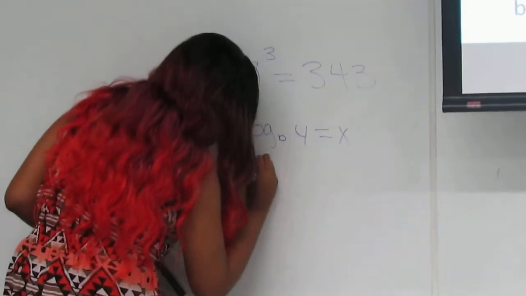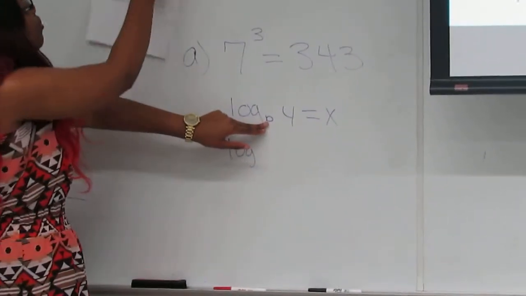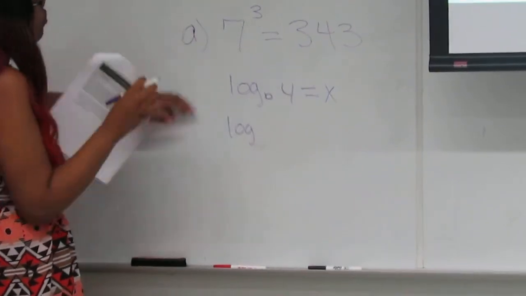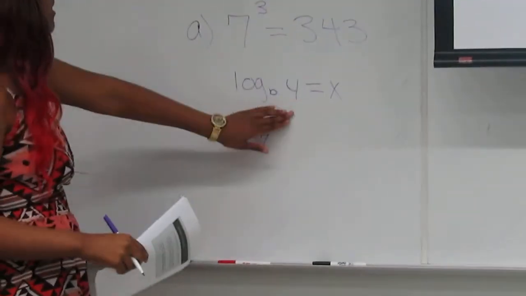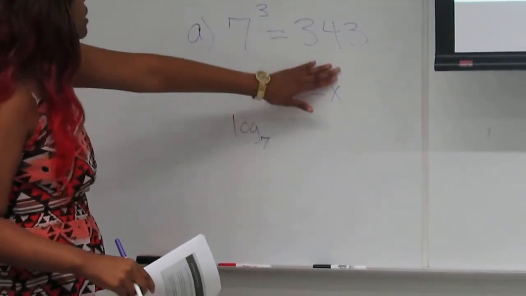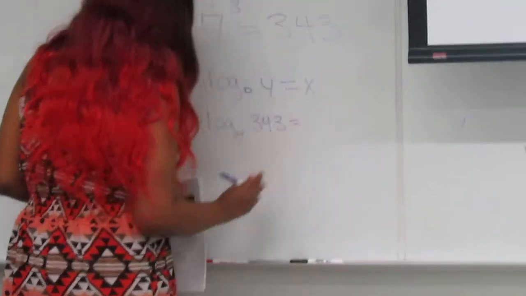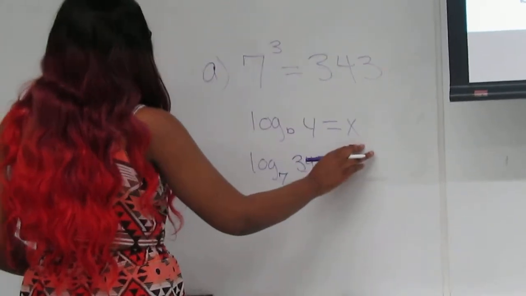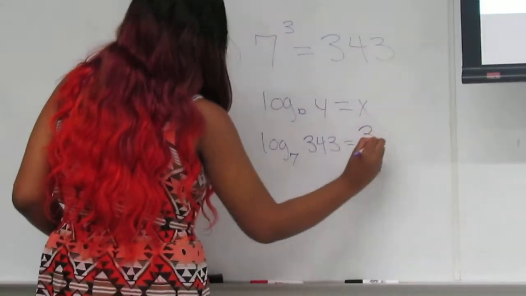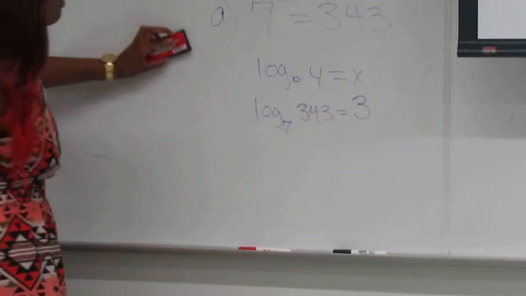First you write down log. Your base from the exponential form is right here, so the base is 7 for this problem. Y, which would be your answer, 343, equals x. Your x will be 3. And that's your answer. Last but not least, B.